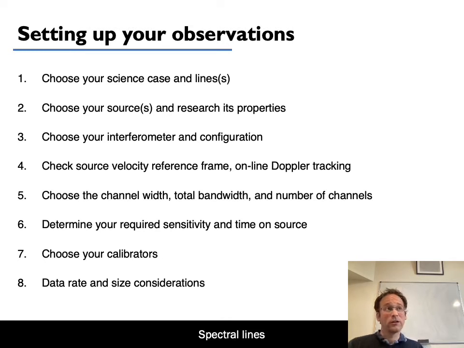So what are the correlator configurations? What is the spectral resolution, for example? What is the bandwidth? And also what the array configuration might be. So what is the spatial resolution you need to achieve your science?